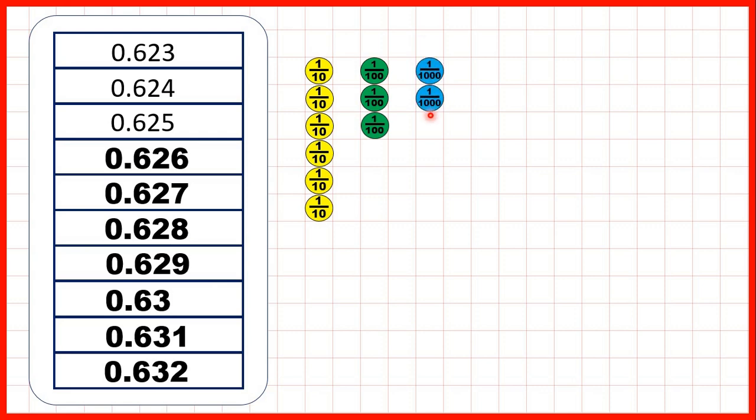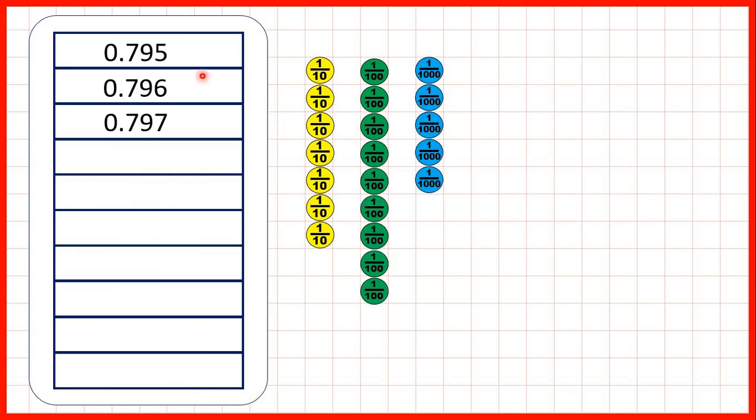Then we kept on counting in thousandths until we got to 0.632, so 6/10ths, 3/100ths and 2/1000ths. Now we start with 0.795, so 7/10ths, 9/100ths and 5/1000ths. Next, we'll count 0.796, 0.797, and what are the next 7 numbers in this sequence?